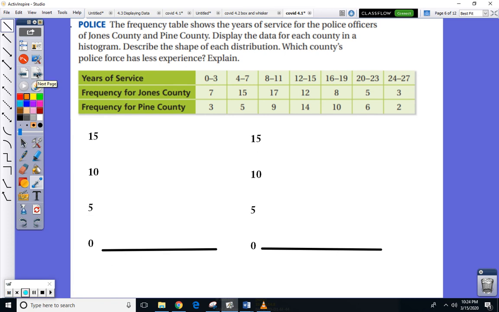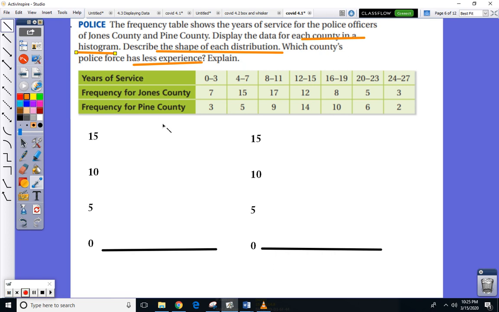Alright, let's look at this one. In this one, we've got two different counties, and how long the policemen have been on the job. So we've got years up here, 0 to 3 years, 4 to 7 years, 8 to 11. Then we've got how many people from Jones County are new, 0 to 3. We've got 7. Over here we've got 3. It asks us to describe the shape of them, which has less experience, and then it says explain. And it says make a histogram.